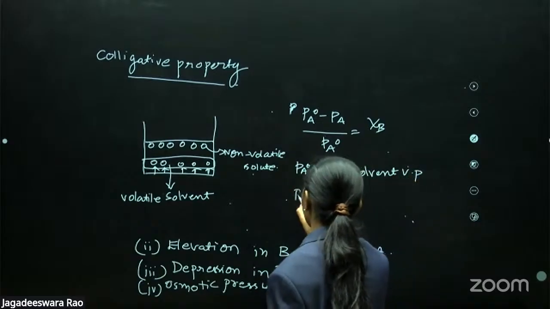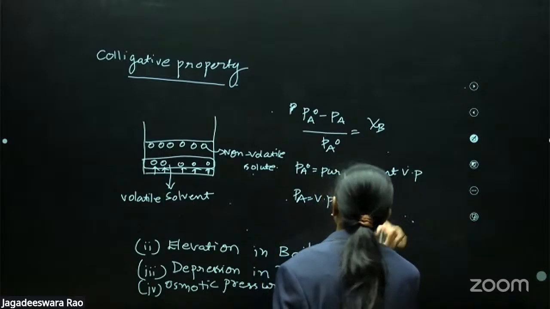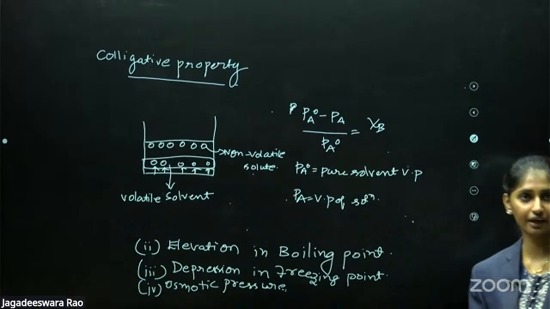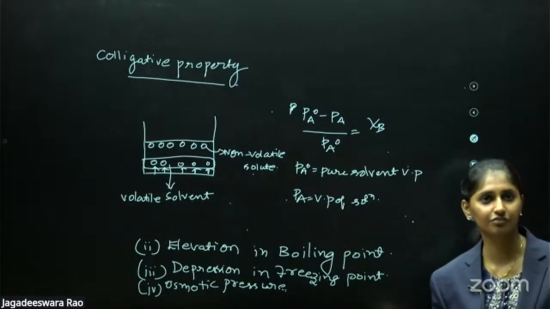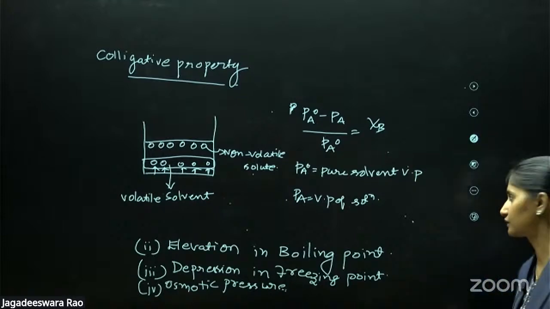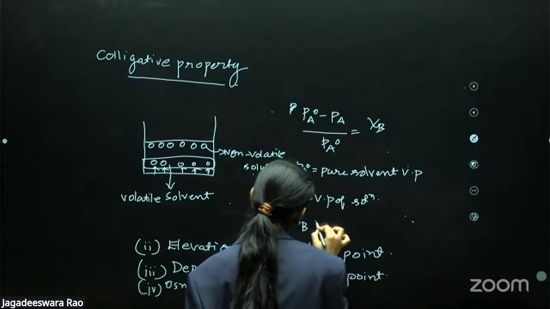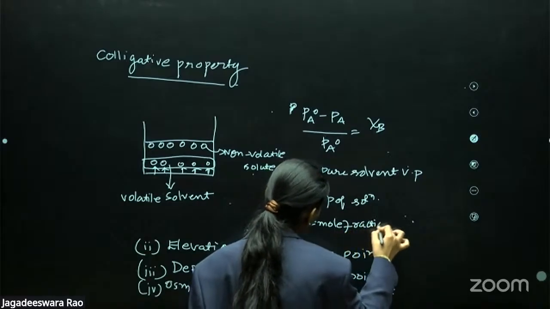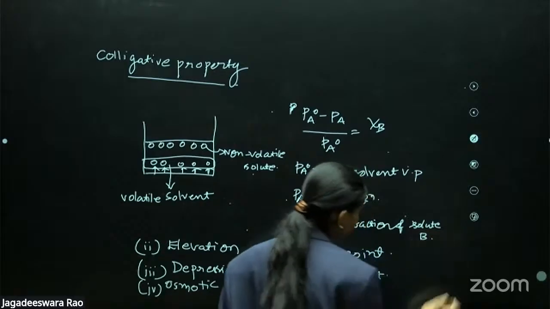Then what is PA? PA is the vapor pressure of the solution. And then what is XB? Whenever in this chapter we use A or 1, it is a symbol for the solvent, and B or 2 is a symbol for the solute. That means we are giving the first number to the solvent. So PA is the vapor pressure of the solution, and XB is the mole fraction of solute B.